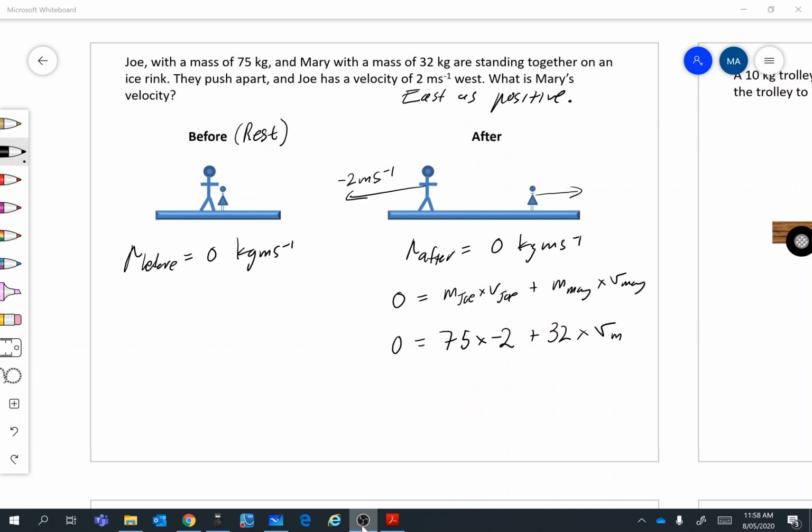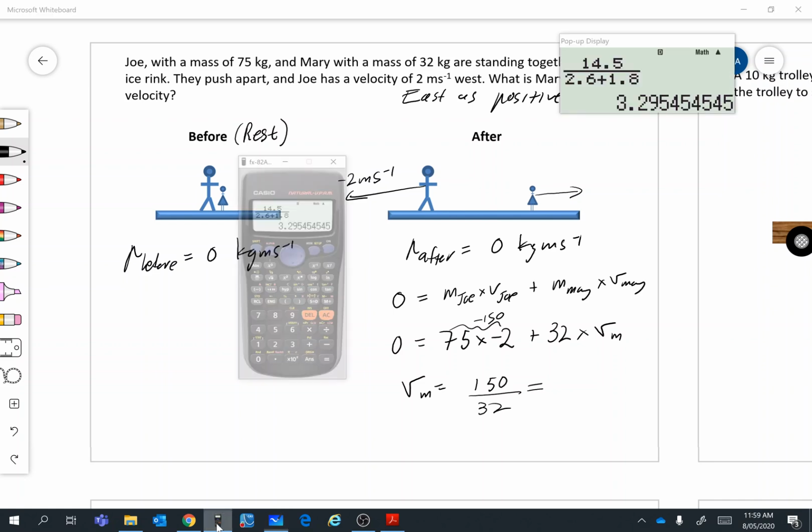Okay, so velocity of Mary, this is what we should get. First off, I'm going to take this 75 by negative 2 over to the other side. Of course, that would make negative 150 altogether, right? So I'm just going to make that a positive 150. And then we've got this 32 here. That's multiplying on this side, so it'll divide on the other side. So that's the calculation or similar that we should get.